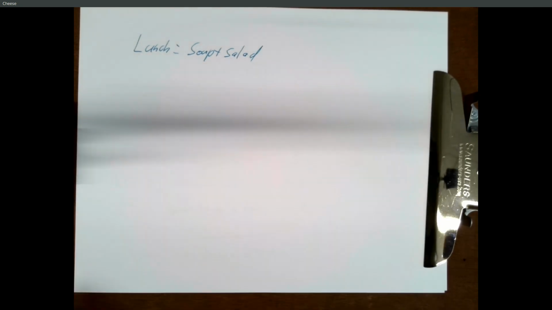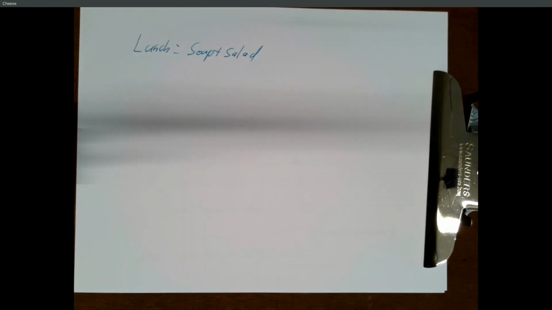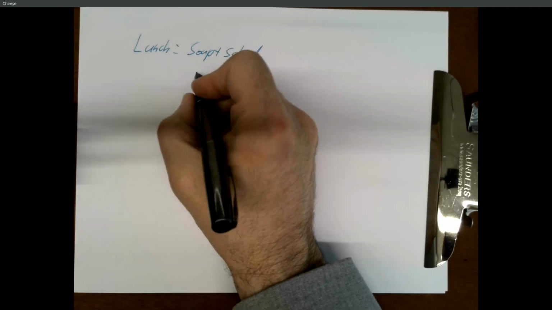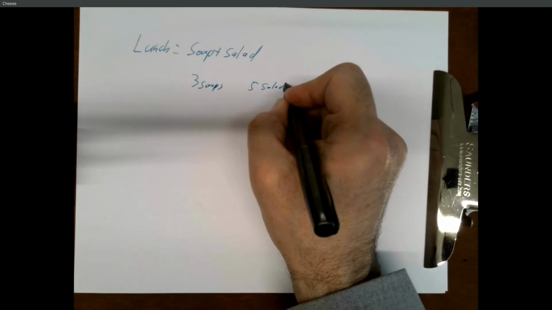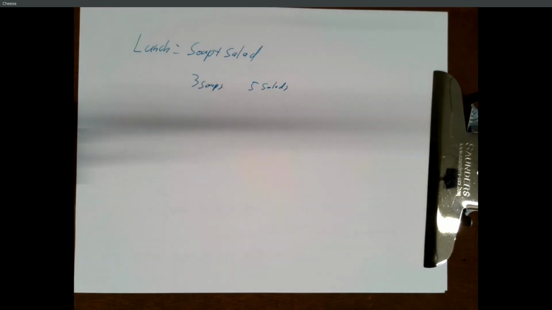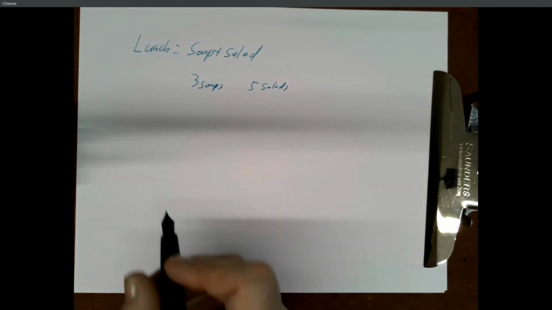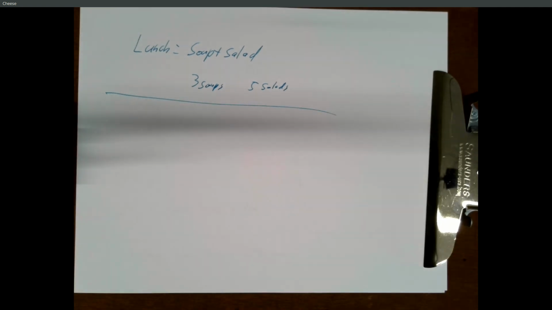All right, you go for lunch and you're allowed to pick a soup and a salad. And there are 3 soups and there are 5 salads that you can choose from. And you're required to have both a soup and a salad. It's a law. So how many lunches can you possibly get?